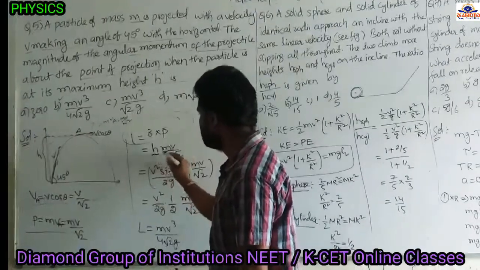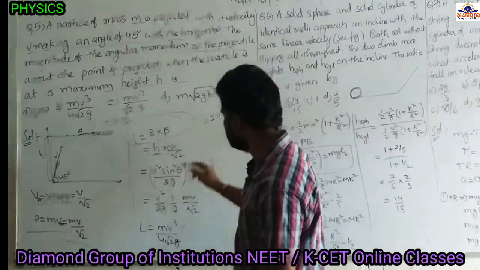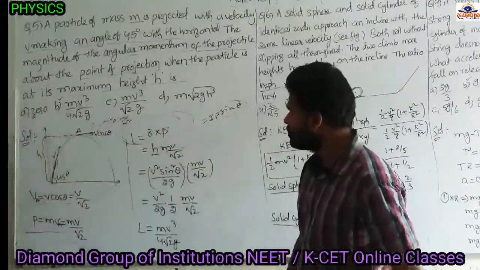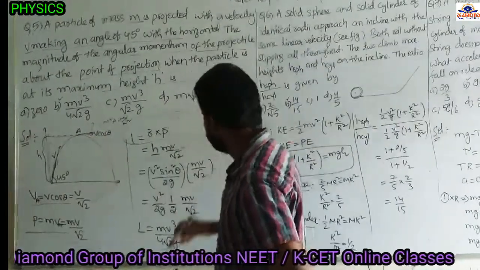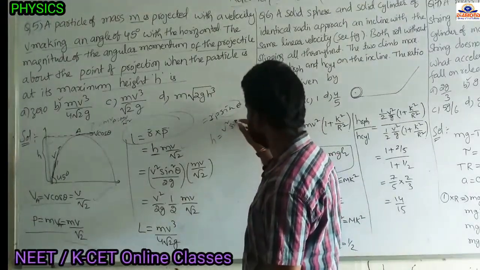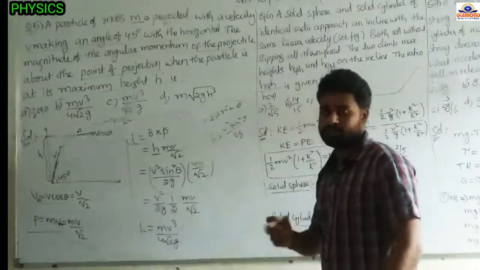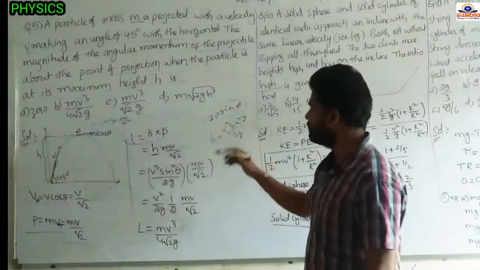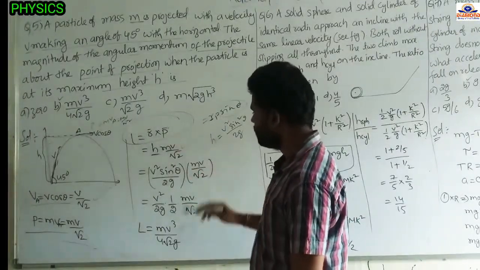Now h into angular momentum. The linear momentum we already found is mv by root 2. Now the maximum height formula in projectile motion, we already know, is maximum height equal to v square sin square theta by 2g. Here we projected with velocity v, that's why I am writing v square. So v square sin square theta by 2g into the momentum value mv by root 2.